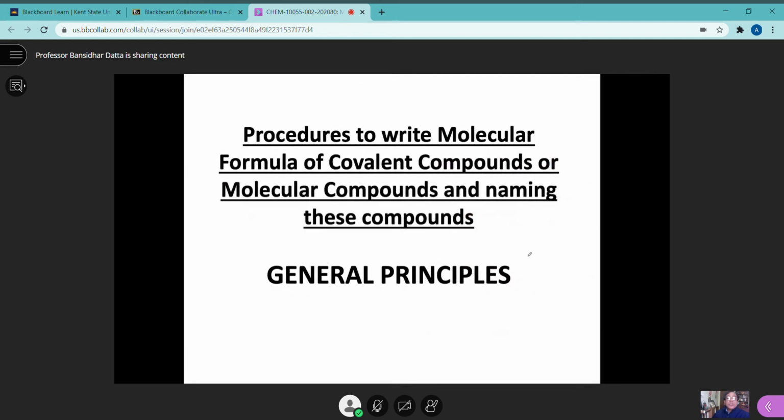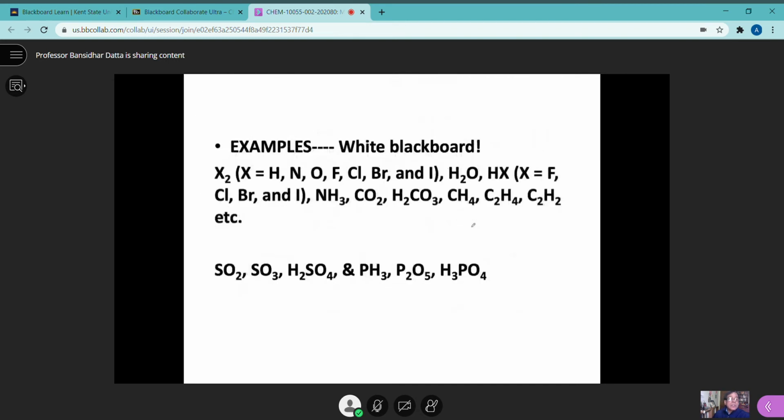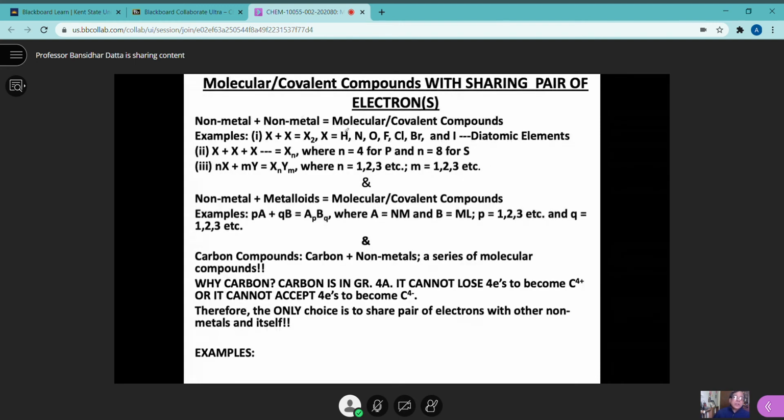Now if we go next, these are the procedures for how to write molecular compounds and name them. I'll go to the general principle first. Before I do that, let's go to the general principle first. And once again, this is a general principle. I put X, Y, Z, and then we'll give you plenty of examples, so don't worry.